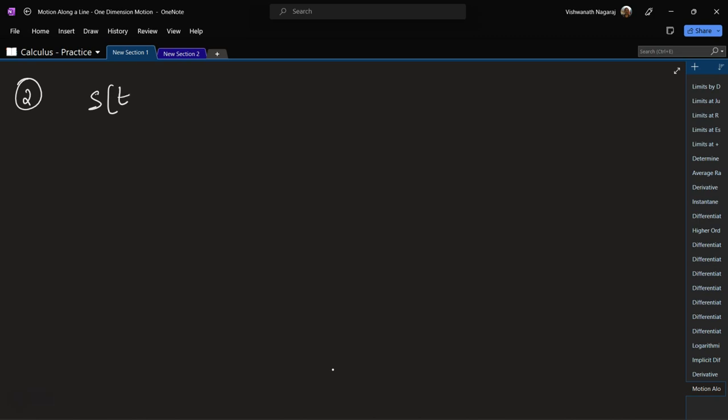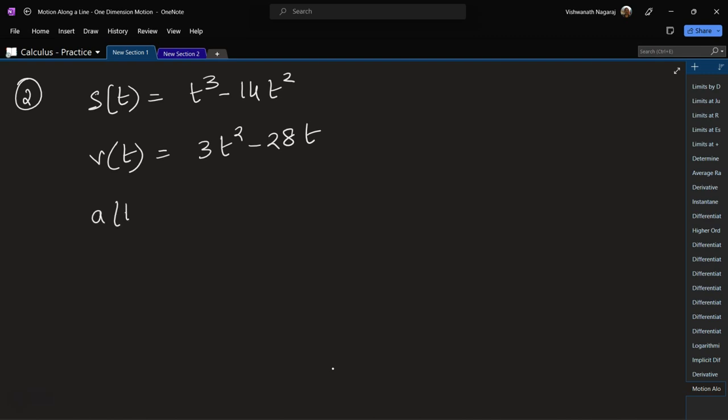So let's say s of t is given as t cube minus 14t square. v of t we have to figure out. So v of t is going to be 3t square minus 28t. So we are differentiating s of t. Now a of t is going to be 6t minus 28. So we have differentiated v of t to get the acceleration.